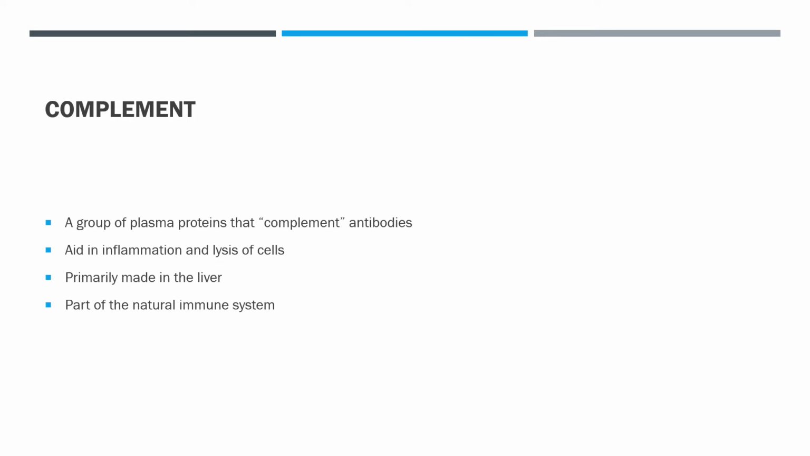These are free-floating proteins that are in the blood and made in the liver and sometimes in the macrophages that actually aid in lysing and inflammation. Okay, they actually complement antibodies, and primarily they are made in the liver, but like I said, sometimes complement is made in macrophages, and this is part of our natural immune system.